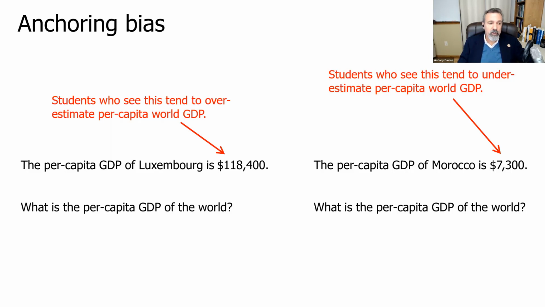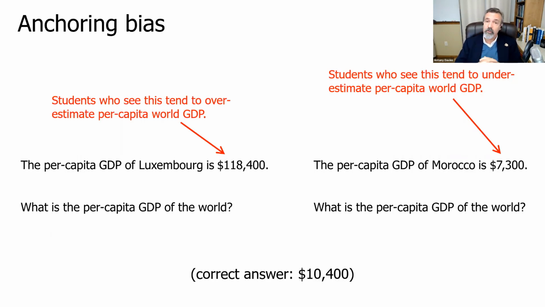The last number I showed you, when I show you Luxembourg, it's a very high number. And so when I ask you what's the per capita world GDP, your tendency is to give me a higher answer because the last number you saw was a big one. And so too with Morocco, when I show the other group Morocco, which is a very low number, they'll tend to answer with a lower number because the last number they saw was this. And if you're interested, the correct answer is $10,400.